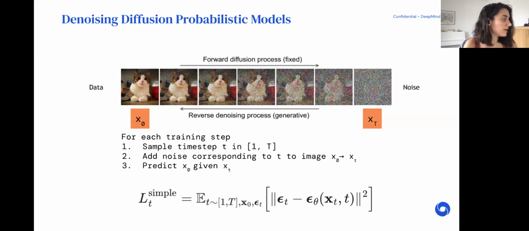So for each training step, a time step is sampled between 0 and the maximum number of steps, which for a good quality generative model is in the order of thousands. And the way this is trained is that for each step that we sample, we try to predict the level of noise that was added to the original image to obtain this noisy image.